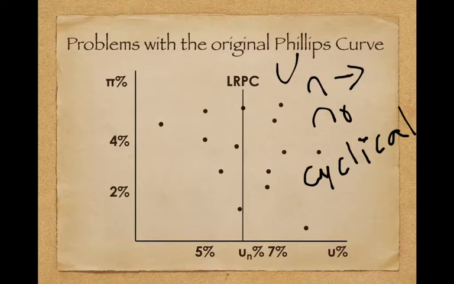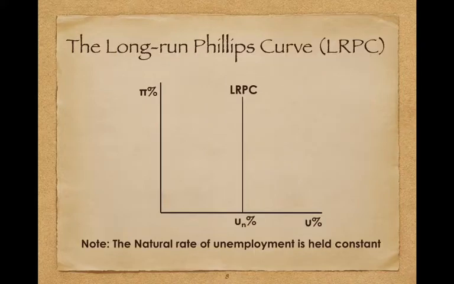It's all about there not being any cyclical. So in this case, we could estimate their number being someplace around 6% or so. Okay? Now, we've got this long-run Phillips curve. Now, I want to point out to y'all that the natural rate of unemployment is being held constant.